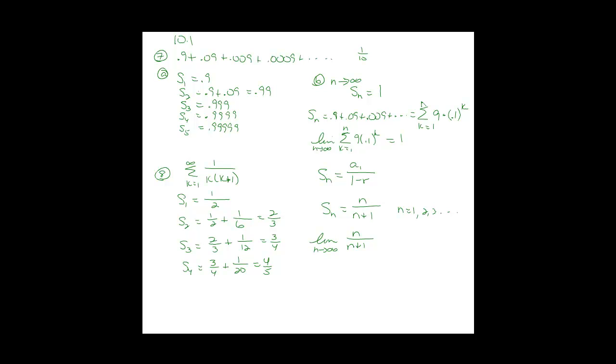The degree on top and bottom is the same. The answer is 1. Or if I used L'Hopital on this, I would say the derivative of the numerator is 1, the derivative of the denominator is 1, and I would still get 1. So I can look at my sums and make a conjecture on it, or if I can turn it into an equation that would work, I can take the limit of it that way. And this concludes section 10.1.